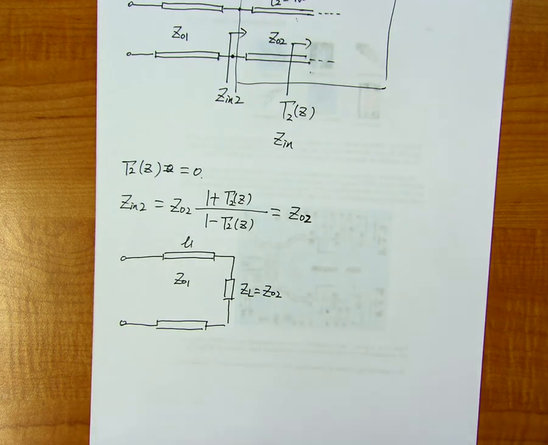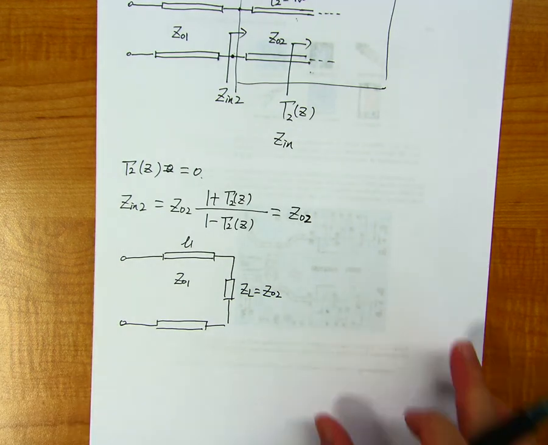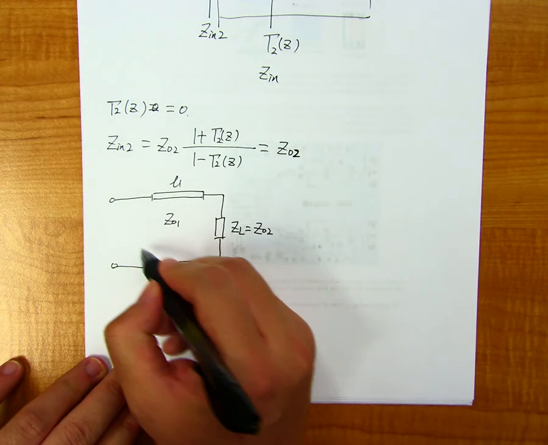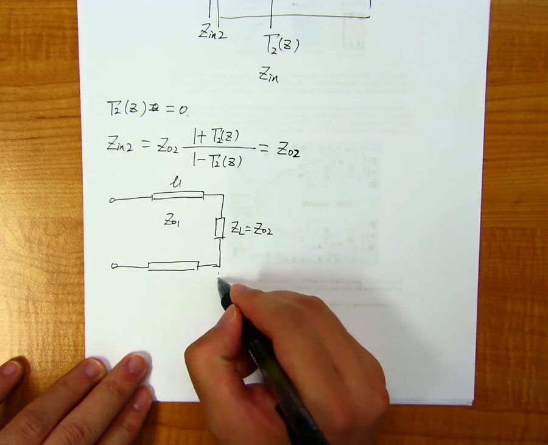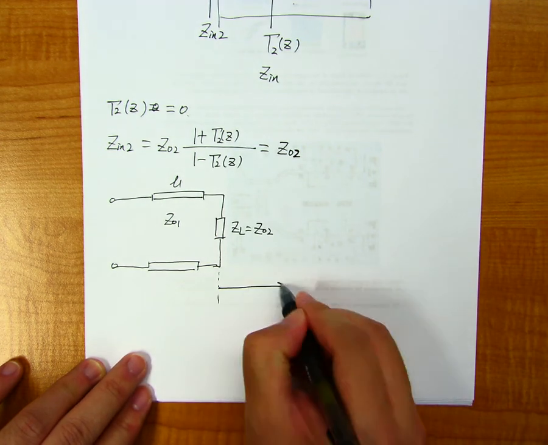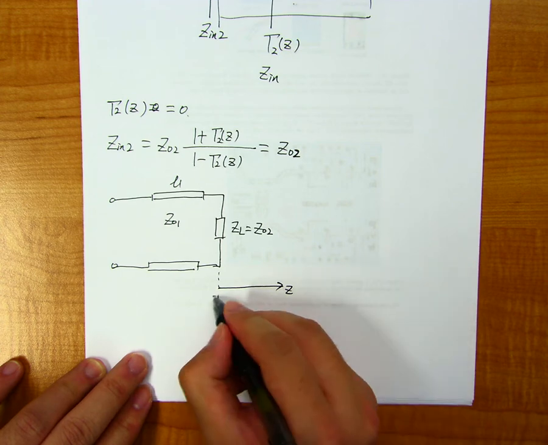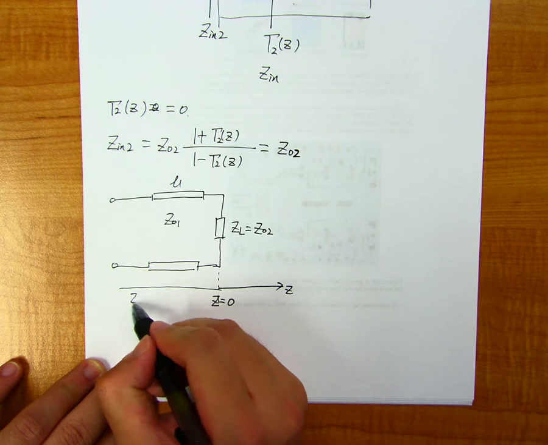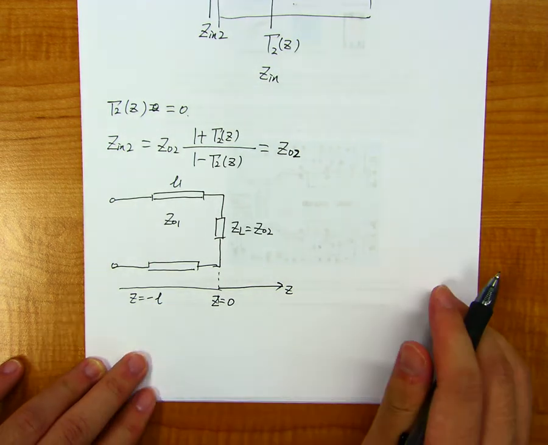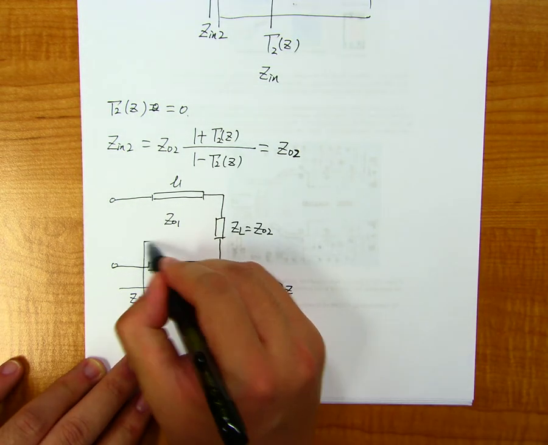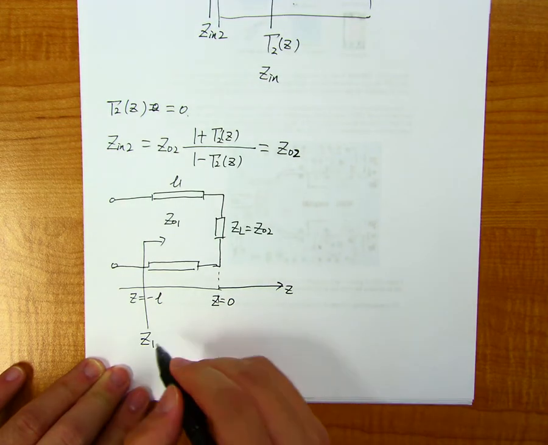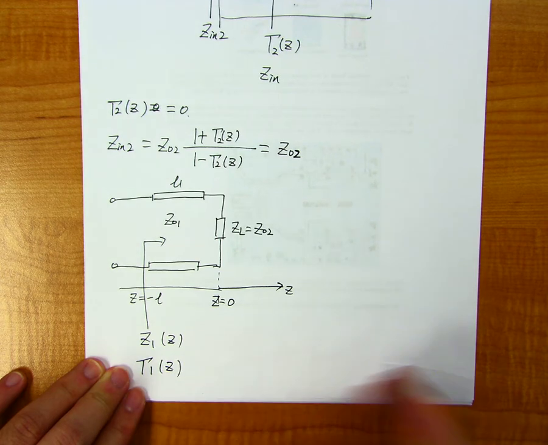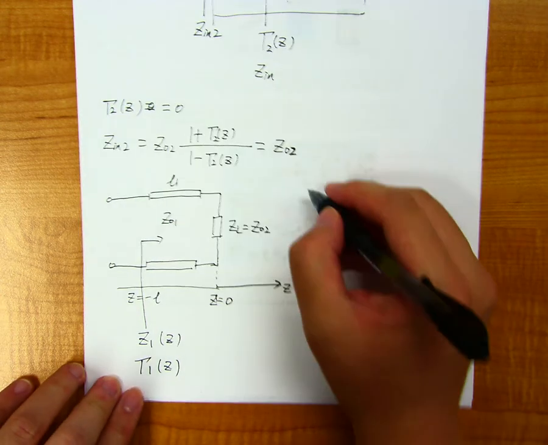So we can write, let's say this is the first transmission line, and again, for this equivalent circuit, we have z axis here. Here is z equals 0. Here is z equals negative L. The input impedance, if we look from here, Z1 of z and gamma 1 of z. We can write down the expressions.